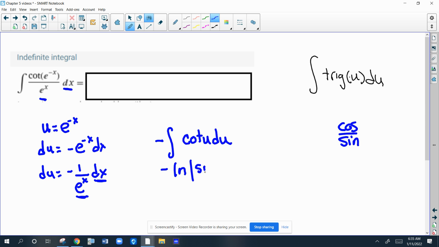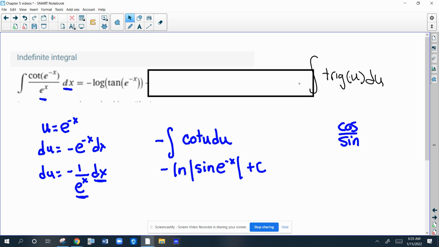I'm going to plug in my u right away. So u was e to the negative x, or 1 over e to the x, plus c. And we are finished.